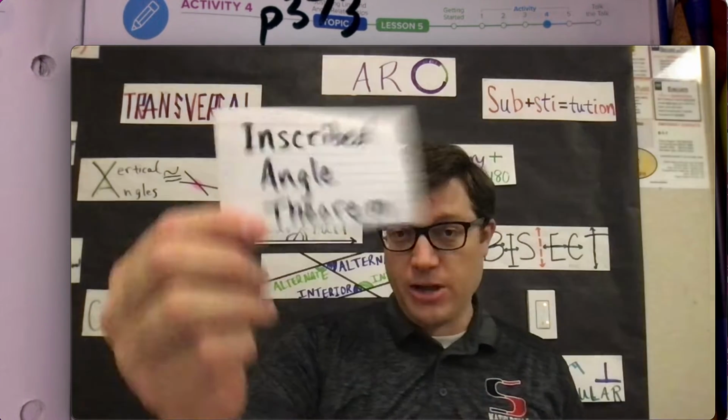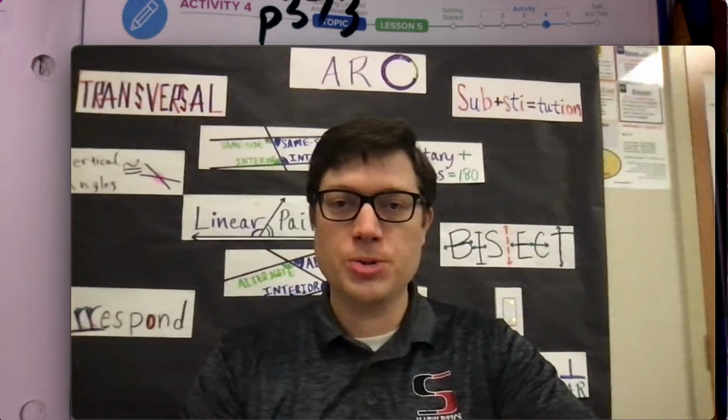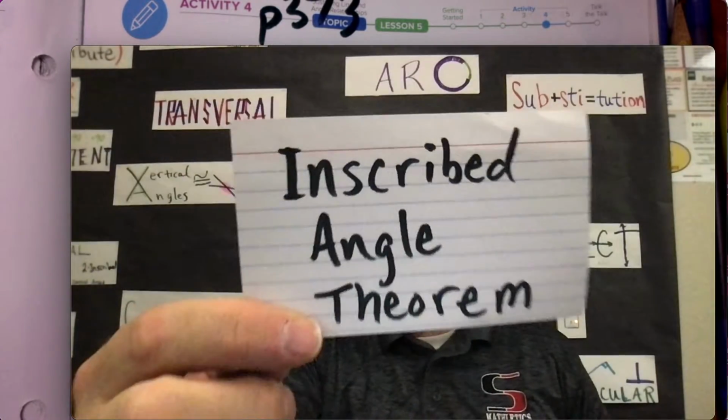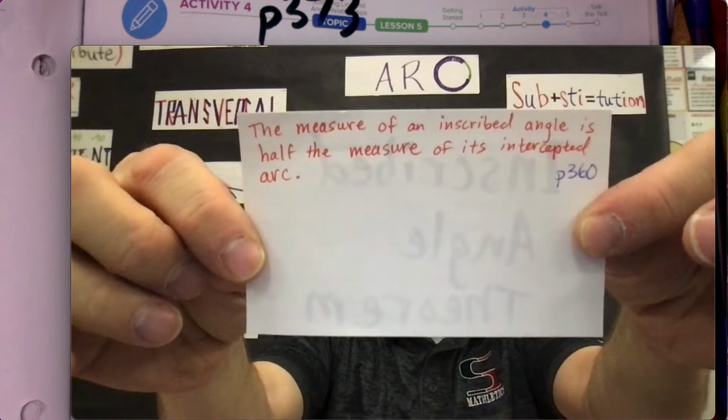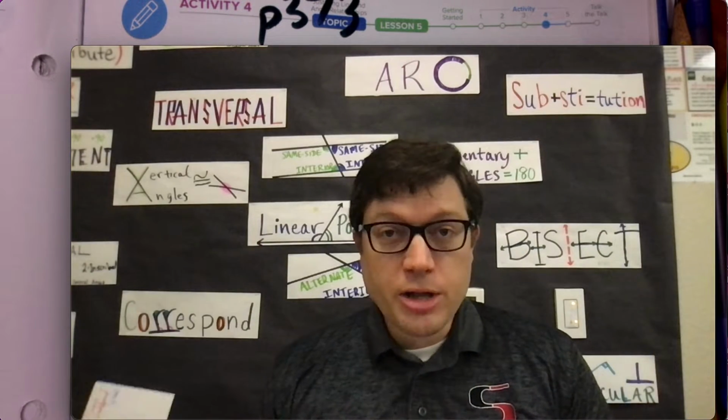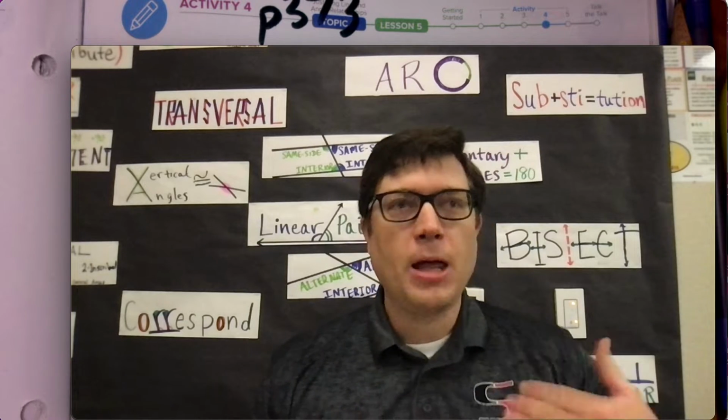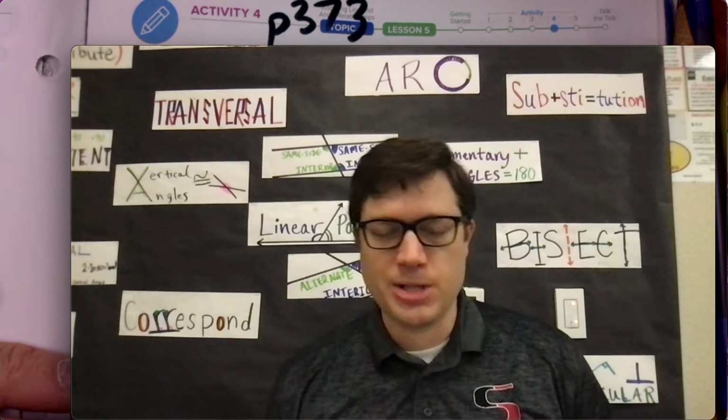And I encourage you to find this card, the Inscribed Angles Theorem, right? In that card, we're talking about how the measure of the inscribed angle is half of the measure of its intercepted arc. And the arc that we're going to be creating is using the tangent, the line that barely touches the corner of a circle.